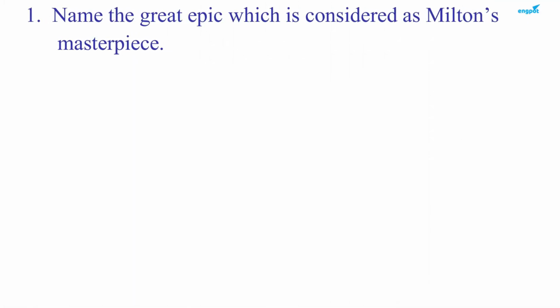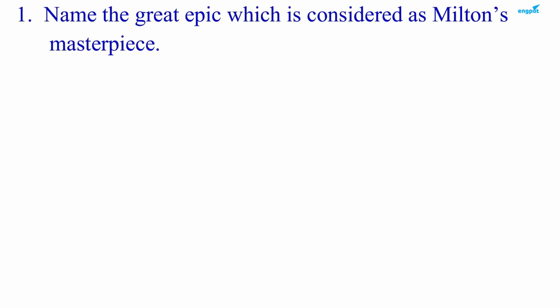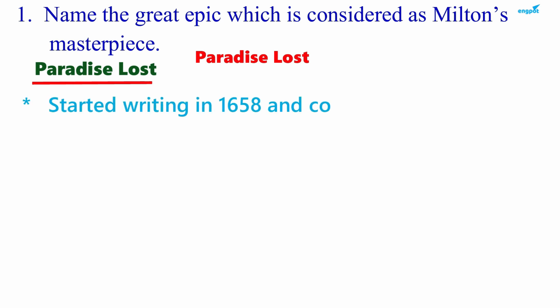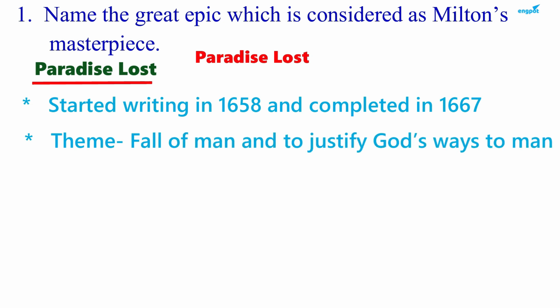Name the great epic which is considered Milton's masterpiece. Paradise Lost. It's an epic poem by Milton which is widely considered the greatest English language epic, and Milton started writing it in 1658 and completed it in 1667. The theme of Paradise Lost is the fall of man and to justify God's ways to man. It's about the biblical story of the fall of man, the temptation of Adam and Eve by the fallen angel Satan, and their expulsion from the Garden of Eden. Paradise Lost is written in blank verse.